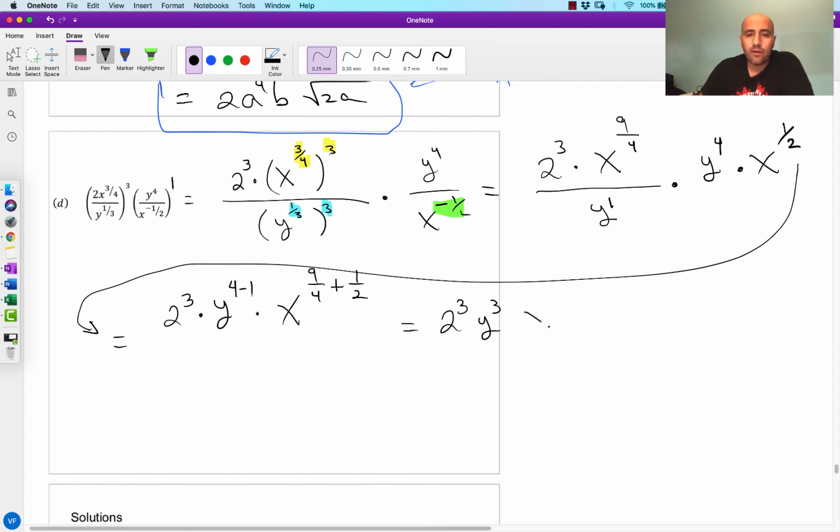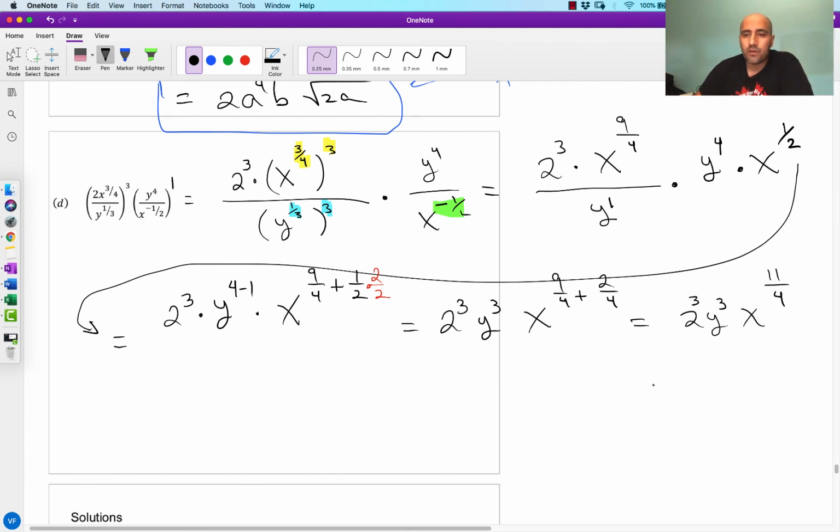power, x to the power of, and now I've got to get a common denominator in the exponents. Let's make that a 2 over a 2, common denominator 4. So I'll end up with x to the power of 9 over 4 plus 2 over 4, which then ultimately gives me 2 to the 3rd, y to the 3rd, x to the power of 11/4.